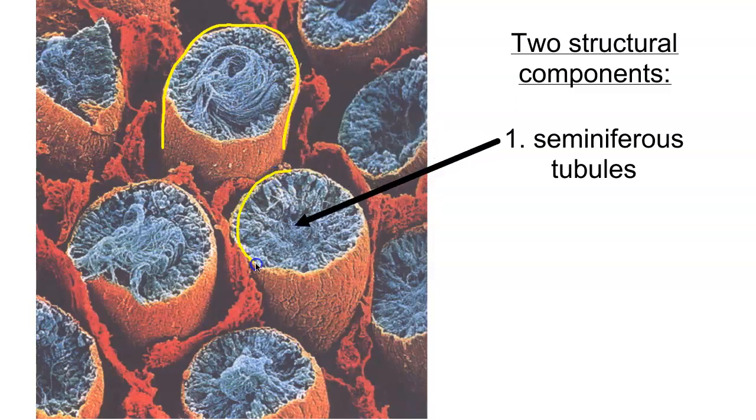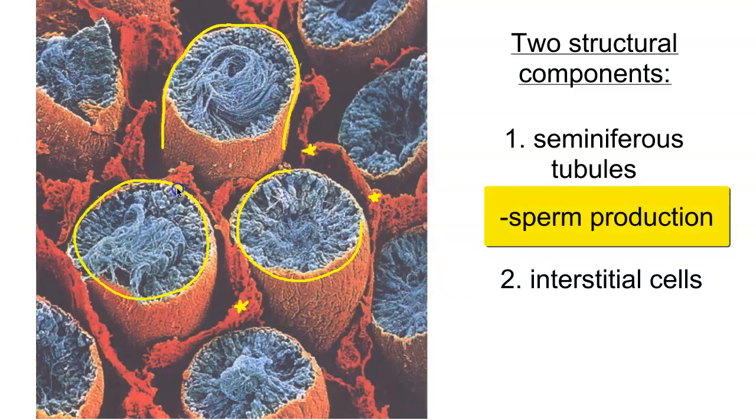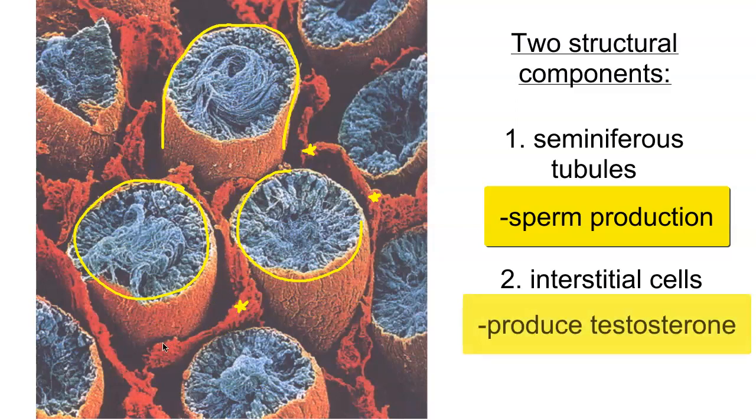And then outside of the seminiferous tubules, like these cells in red, those are called interstitial cells. Interstitial cells fill the space in between the seminiferous tubules, and this is where testosterone production takes place. And so in the testes, we have two major parts: the seminiferous tubules that produce sperm, and then the interstitial cells, which are not part of the seminiferous tubules, that produce testosterone.